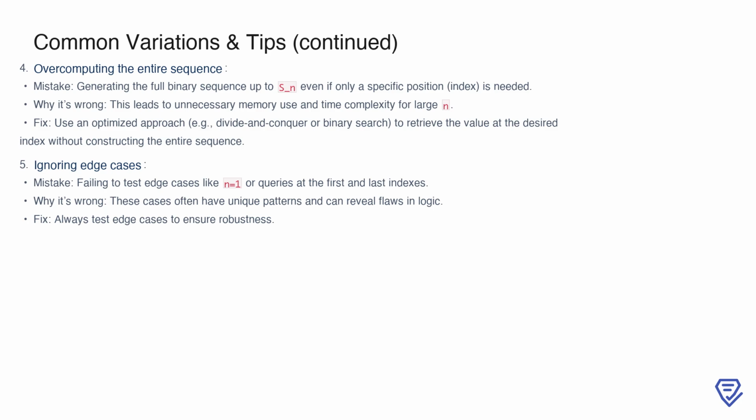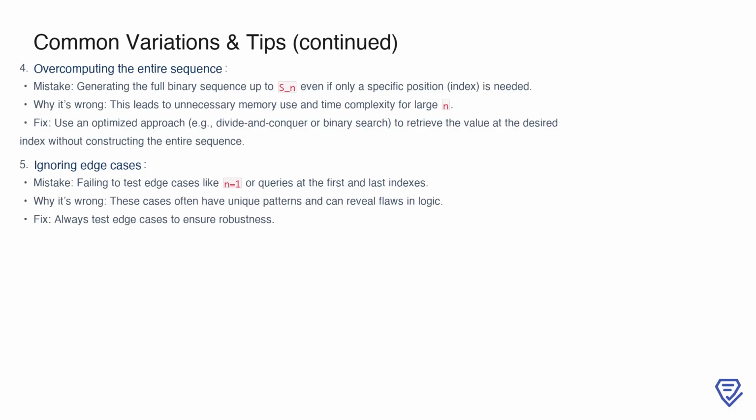Another common pitfall is overcomputing the entire sequence. Generating the full binary string up to S_n, especially for large n, is unnecessary if you only need a specific position in the sequence. This approach consumes excessive memory and time, making it highly inefficient. A better solution is to use an optimized technique, like divide and conquer or binary search, to determine the value at the required index without constructing the entire sequence.